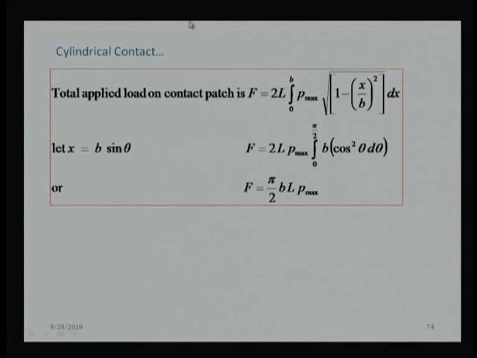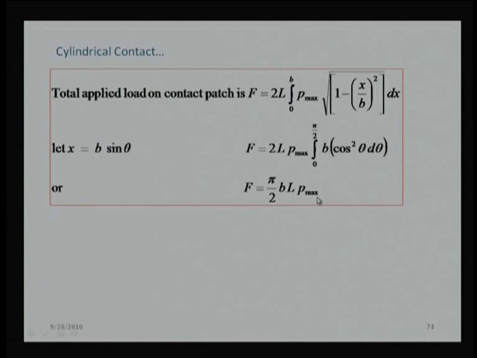We can substitute those values, and this overall expression turns out to be in terms of pi, b, l, p max. Now, again the way we have treated spherical contact, we can similarly quote the same thing about cylindrical contact.